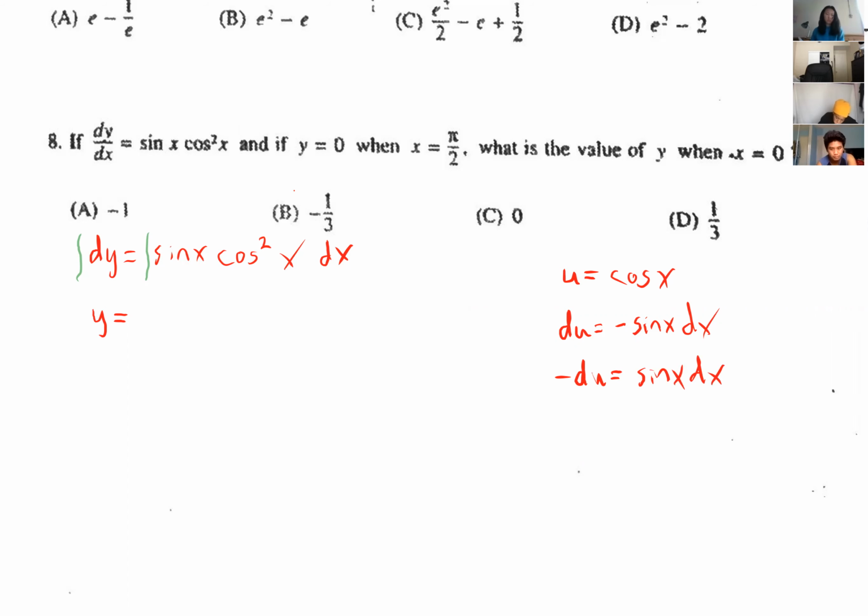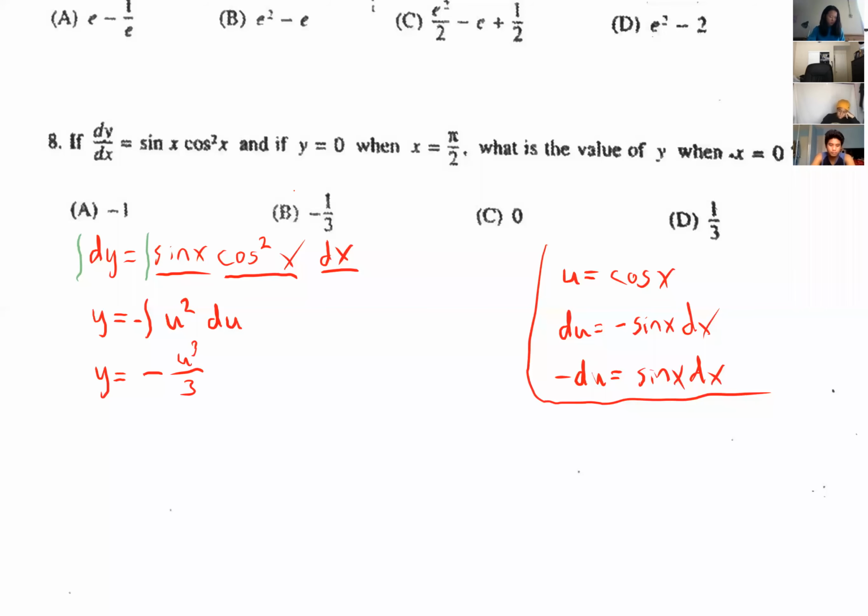So I'm going to rewrite this integral as, instead of cosine squared x, I'm going to write that as u squared, because I'm squaring my u that's defined to the right. And then instead of sine x dx, I'm going to substitute that with negative du. So I'll pull out the negative and put a du here. So y is going to equal negative u cubed over 3. Don't forget your plus c.